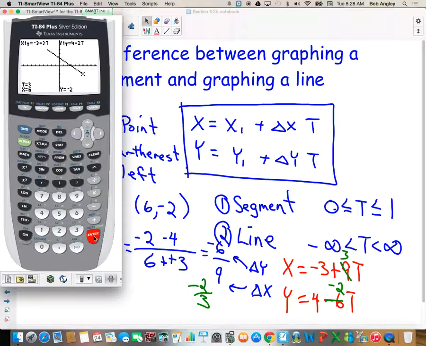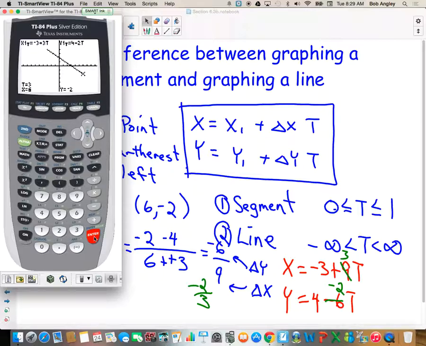Okay, if we begin at negative infinity and go all the way to positive infinity, then we will not have an ending point. And so if we have something that is a segment but it keeps expanding, it would be a line if it goes from negative infinity to infinity.